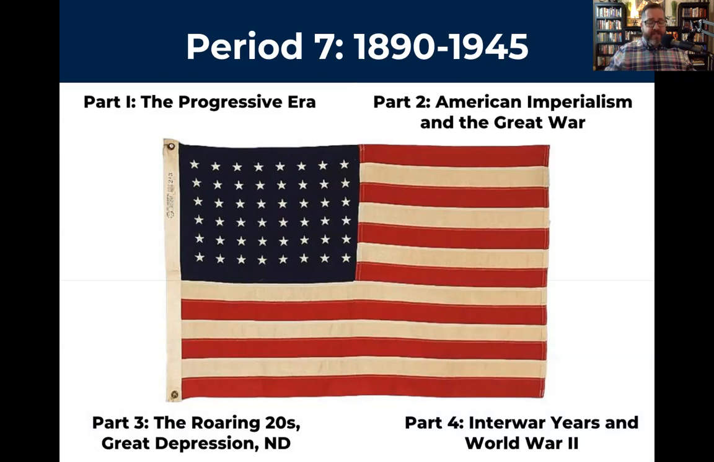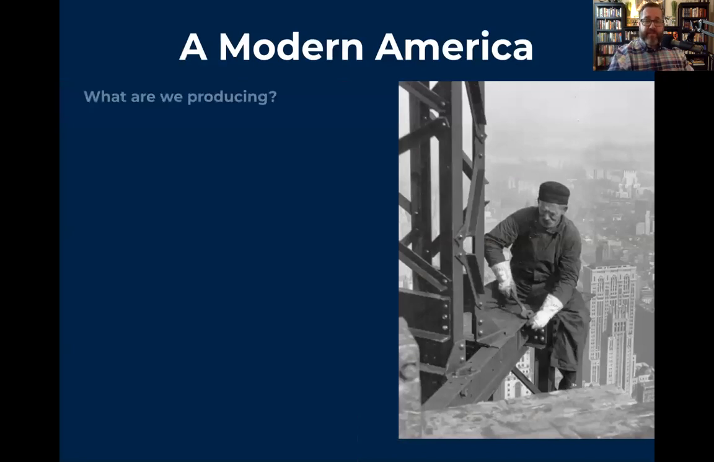So part 1 is an inward look at America. Part 2 is an outward global look. Part 3 is an inward domestic look at America. And part 4 is an outward look. Now let's break that down into some more specific pieces of evidence.